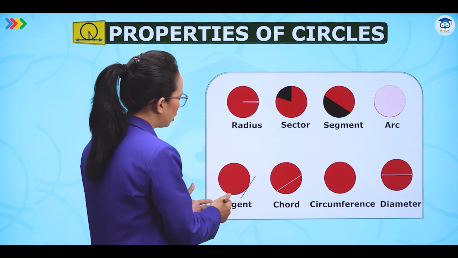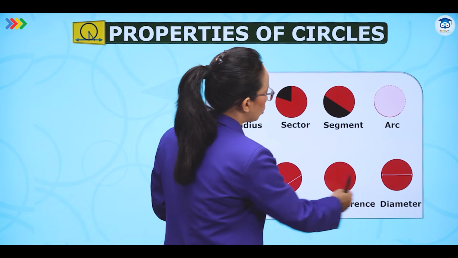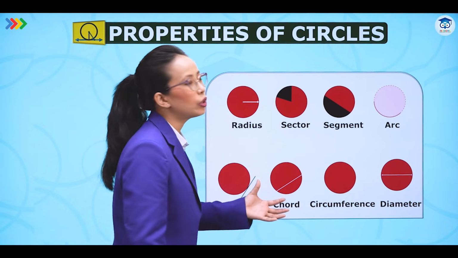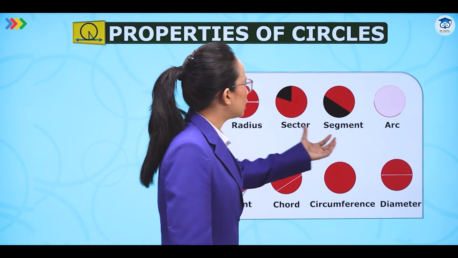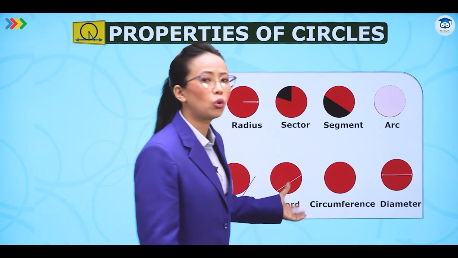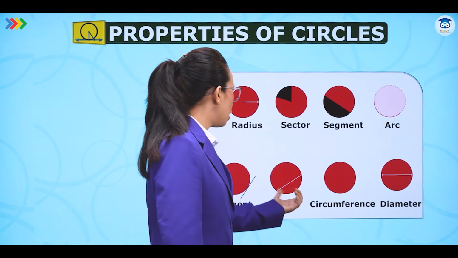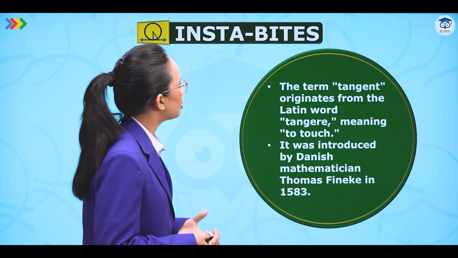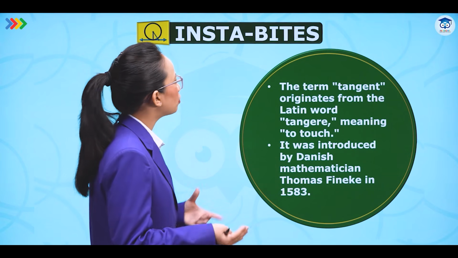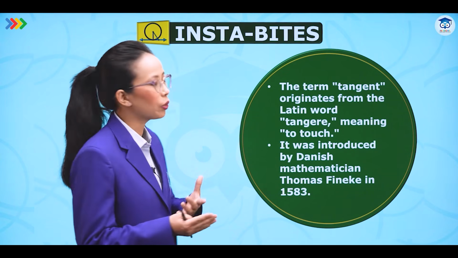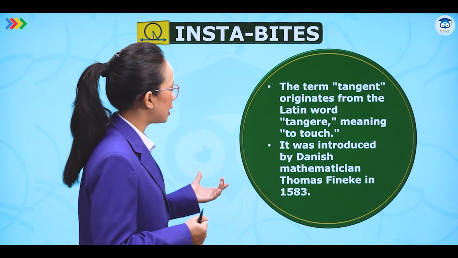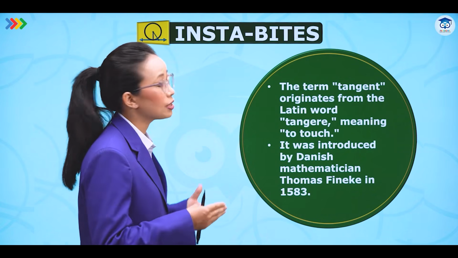Then we have learned about the tangent. Then we know about the diameter. This is the circumference. Now we will be learning a few more terms like sector, segment, arc. Chord we also know, it's the part that touches any 2 points on the circle, a line segment. The term tangent originates from the Latin word tangere, which means to touch. It was introduced by the Danish mathematician Thomas Fincke.